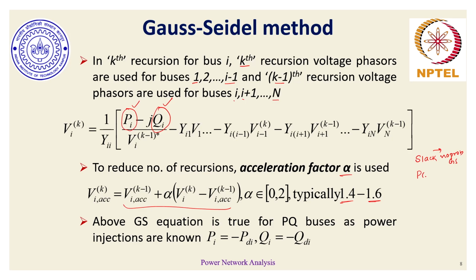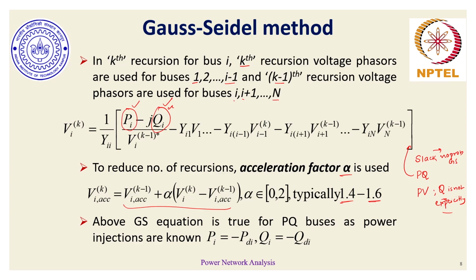For PQ bus also, these P's and Q's are known, so the same equation as it is can be used to find the voltages. For PV buses, however, there is an issue, because for PV buses, Q as such is not known explicitly. So how do we apply Gauss-Seidel method for PV bus? The next few slides would explain that specifically, because for this equation to be solved, Q has to be known and Q is not known explicitly for PV bus. So how do we go about that?